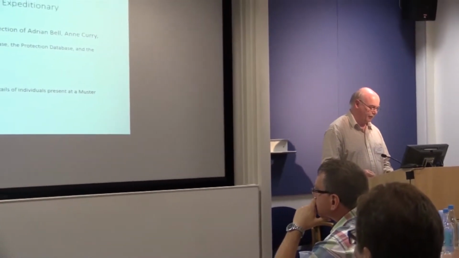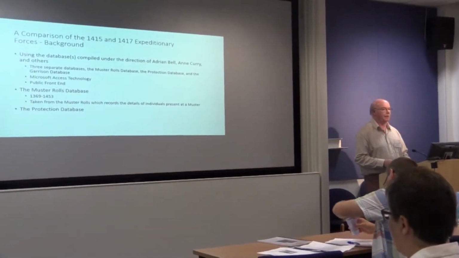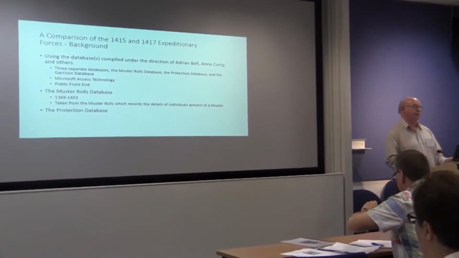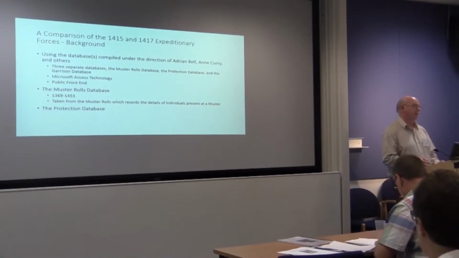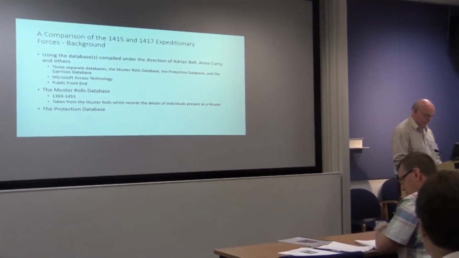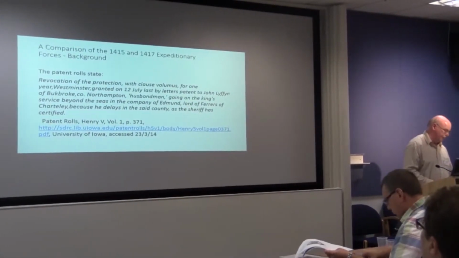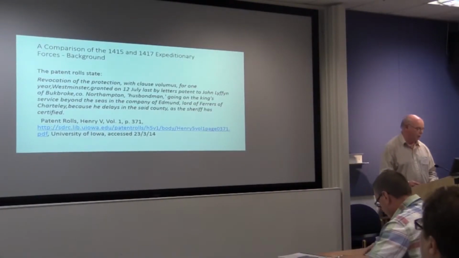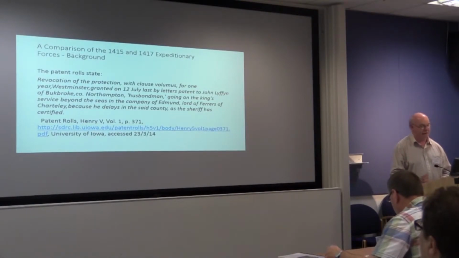The Protection database records participants who were seeking protection from prosecution while serving the Crown abroad, and they come from the plea and the pardon rolls. And they have to be used a bit more carefully, in as much as you could seek protection, you could be granted it, but it didn't guarantee you went. In fact, there are a number of instances where people didn't go and it was revoked. Here's an example from the 1415 campaign, where a certain John Liffin has had his exemption from prosecution revoked because he's tarrying long in Northampton, basically, and hasn't gone anywhere.